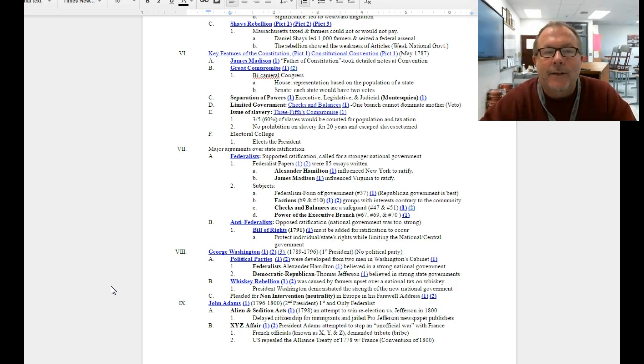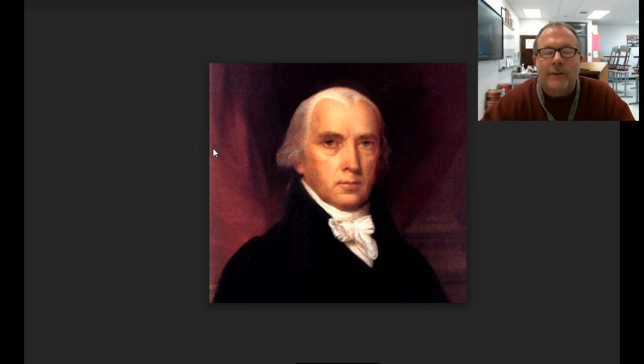In 1787, the delegates to the states met in Philadelphia to revise the Articles of Confederation. They decided to throw the Articles of Confederation in the trash can and start over with a new Constitution. One of the most influential people in this decision was James Madison.